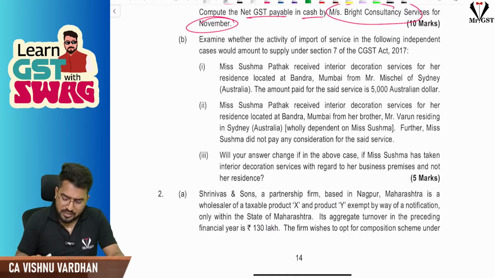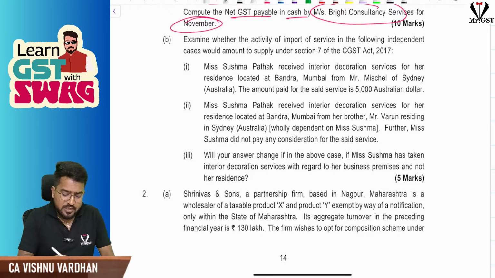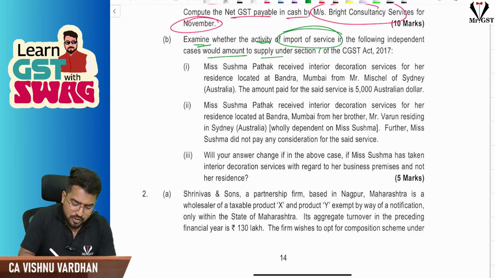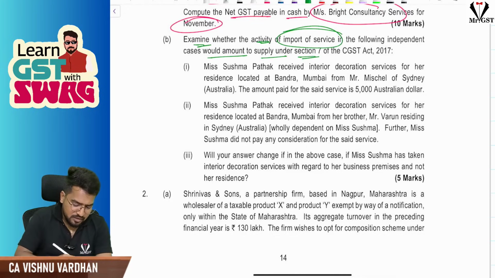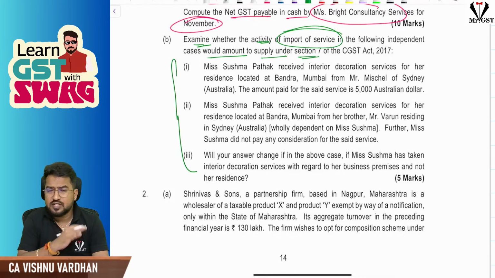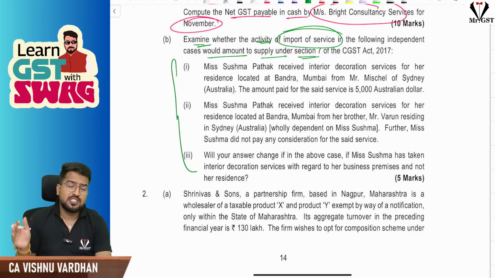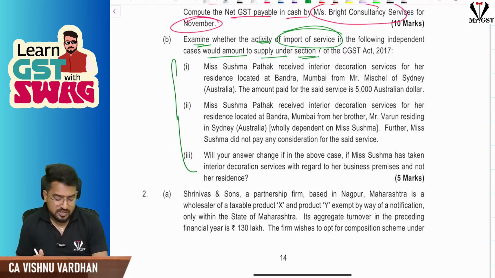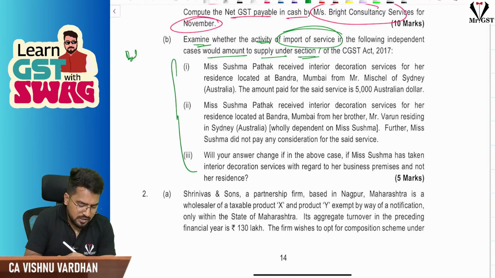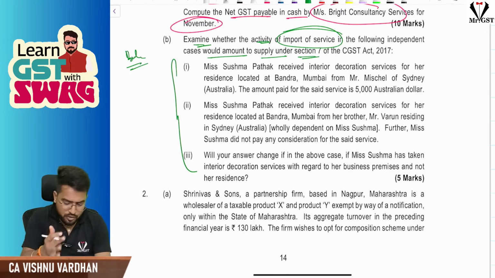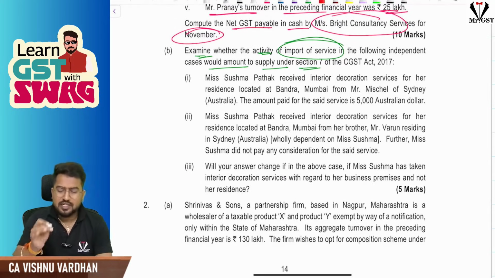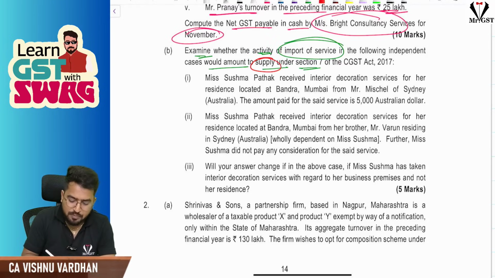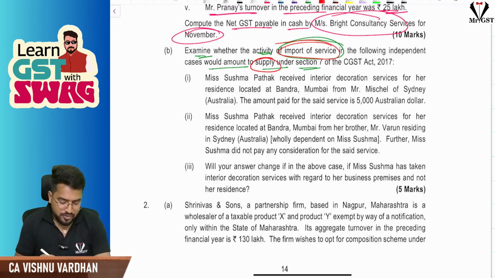Coming to the next question, in that 5-mark question, you have to examine this activity of import of service and whether it would amount to supply under section 7 or not. For my regular batch students, you would have understood this is the concept we discussed after section 7, subsection 1(b) and 1(c), after the Schedule 1, para 4 discussion. You remember the Bahubali, Kattappa, Devasena example. Ditto same concept. Let us see whether it is supply or not, import of service.